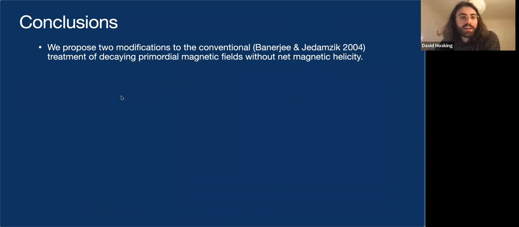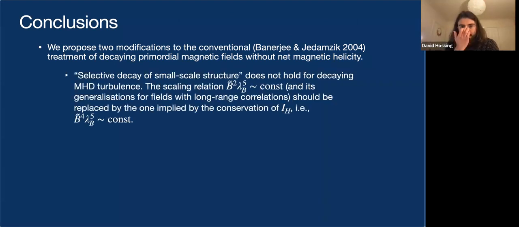Sorry, I'm 5 minutes over, but this is the conclusion. We present 2 modifications to what you might call the conventional, and this is the Banerjee and Jedamzik treatment of decaying primordial magnetic fields without magnetic helicity. The first one is that this selective decay of small-scale structure shouldn't hold for decaying MHD turbulence, and I guess that's not a new statement.